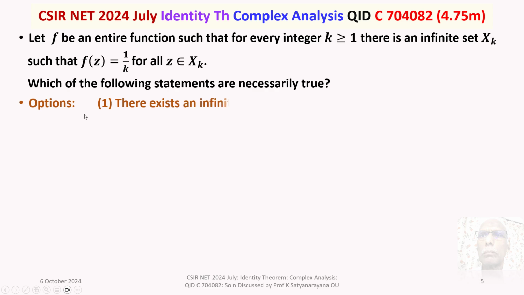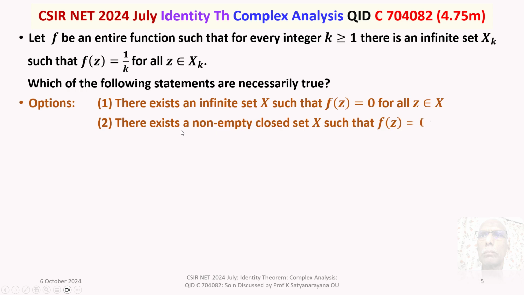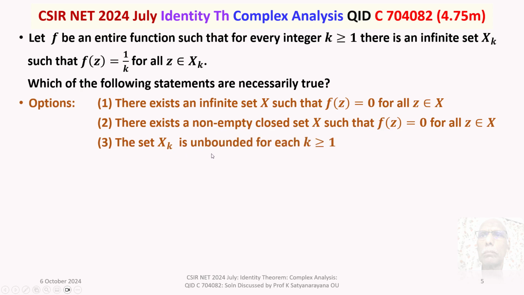We are given four options. Option 1, there exists an infinite set capital X such that f(z) is equal to 0 for all z belongs to X. Option 2, there exists a non-empty closed set X such that f(z) is equal to 0 for all z belongs to X. Option 3, the set X_k is unbounded for each k greater than or equal to 1.